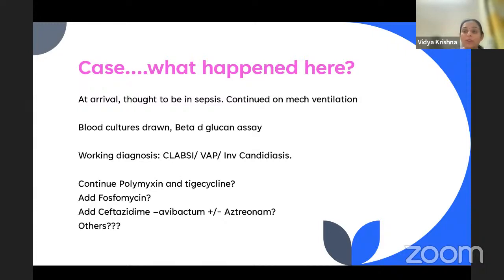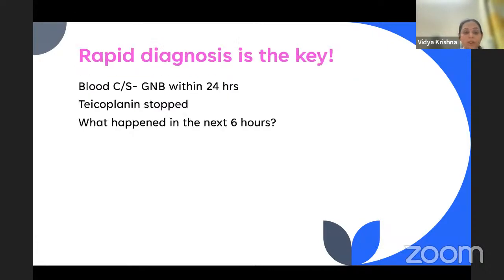So now what option do we have? This child is already on polymyxin and tigecycline and still not improving. So do you want to continue that and wait? Or should we add fosfomycin? Should we add empirically ceftazidime-avibactam plus aztreonam? What can you do? So this is a real life situation which we face often in PICUs, isn't it? So what are we going to do?